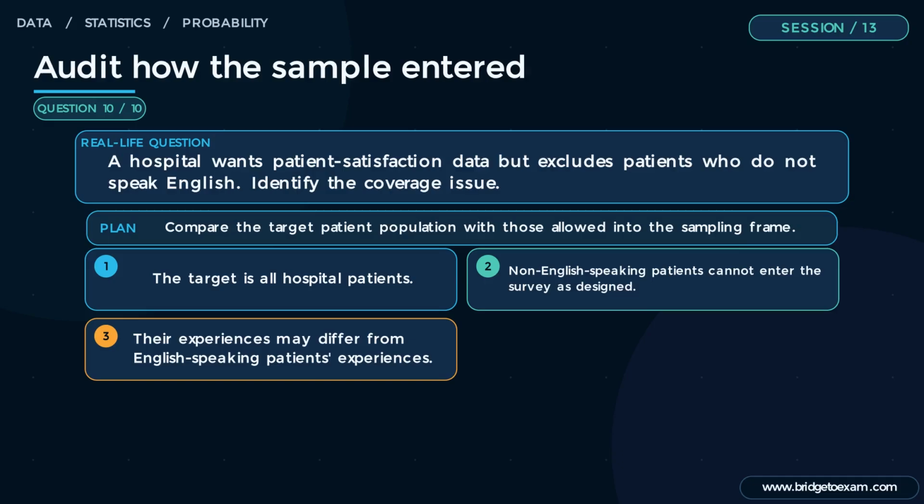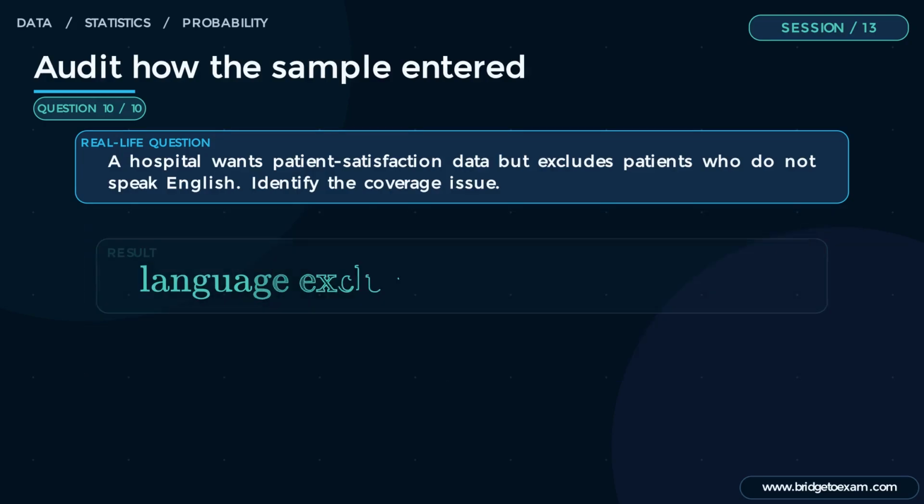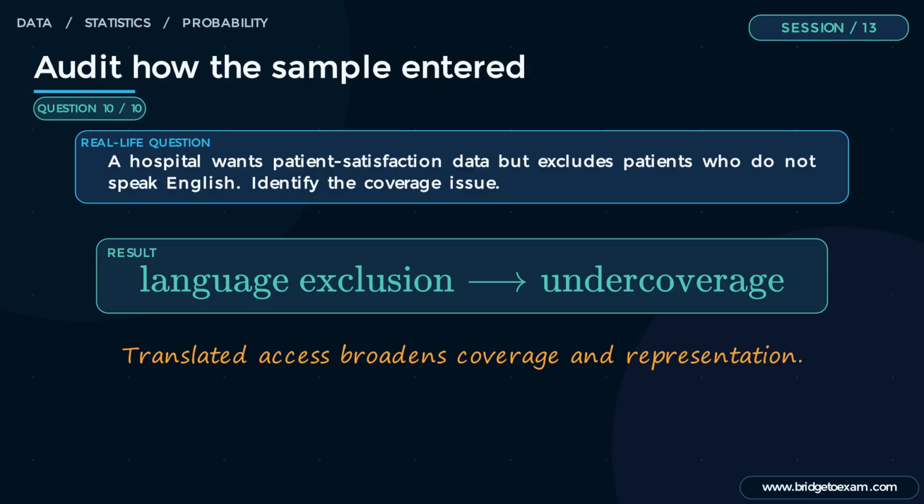Step 3. Their experiences may differ from English-speaking patients' experiences. Step 4. This is undercoverage and may bias the satisfaction estimate. Quick check. Translated surveys or trained interpreters would broaden coverage. This matters in real life because inclusive health research is necessary for equitable service improvement.